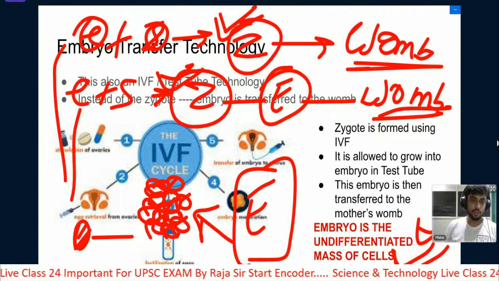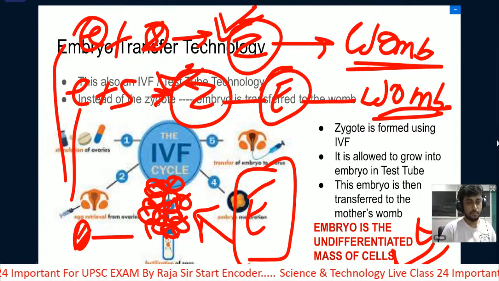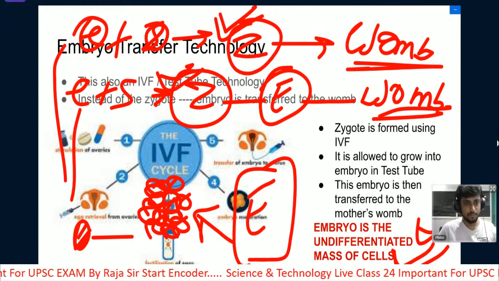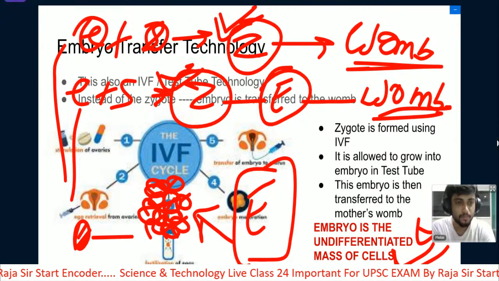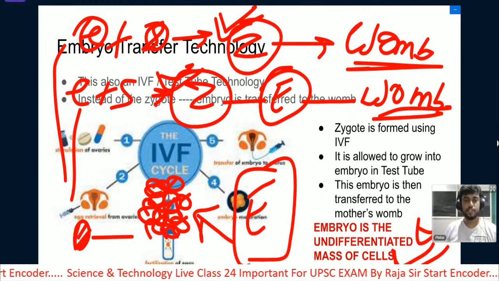Vipul is saying embryo is the fertility seed. Vipul, embryo is... Have you joined late? Embryo is the undifferentiated mass of cells.